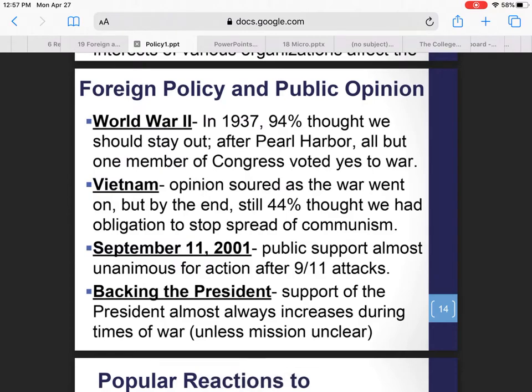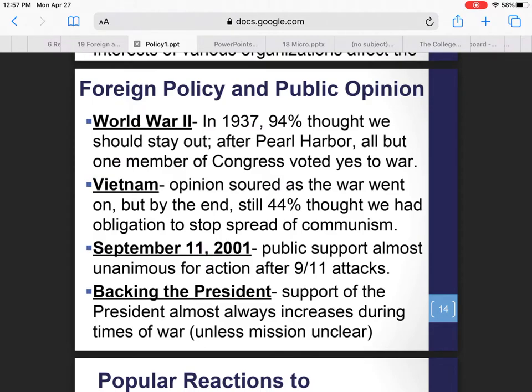Generally, during times of war, public opinion is very strongly on the side of the president. During World War II, before the attack on Pearl Harbor, 94% of Americans thought we should stay out of the war. After the attack on Pearl Harbor, the vote to basically declare war on Japan was 434 to 1 in the House and 100 to 0 in the Senate.